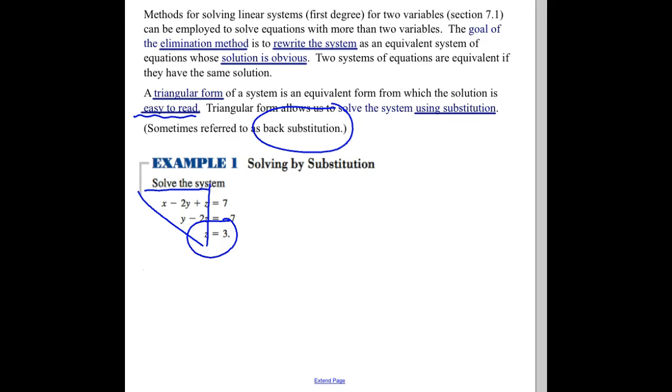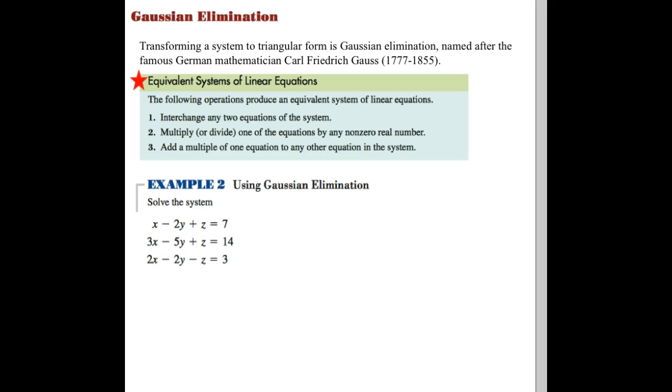We know the first number. We know that z is 3. And then we can simply do some substituting back in. If I know that z is 3, can I plug that in for z in my second equation and figure out y? And then if I know z and y, can I plug those into the top equation and figure out x? Okay, that's why it's called back substitution. We're working our way back up the system. Okay? All right, so let's see how we can use that.